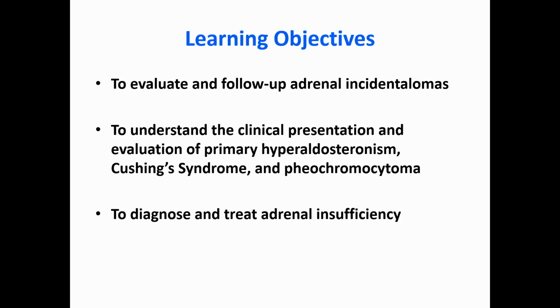And the learning objectives of this talk are first to evaluate and follow up adrenal incidentalomas. Secondly, to understand the clinical presentation and evaluate for primary hyperaldosteronism, Cushing syndrome, and pheochromocytoma. And lastly, how to diagnose and treat adrenal insufficiency. So the talk will be divided into those three sections.